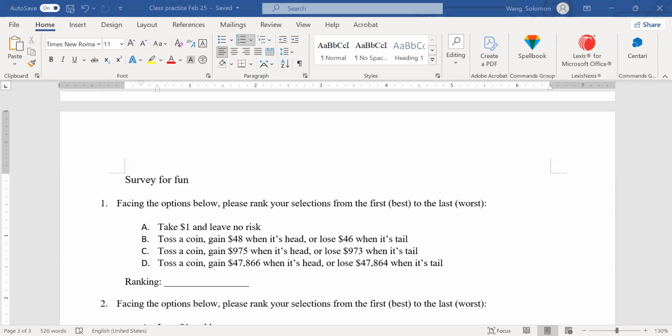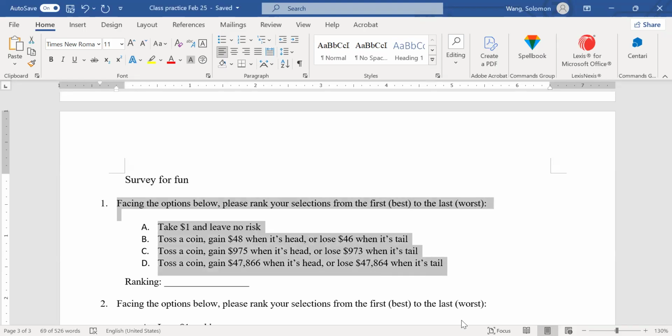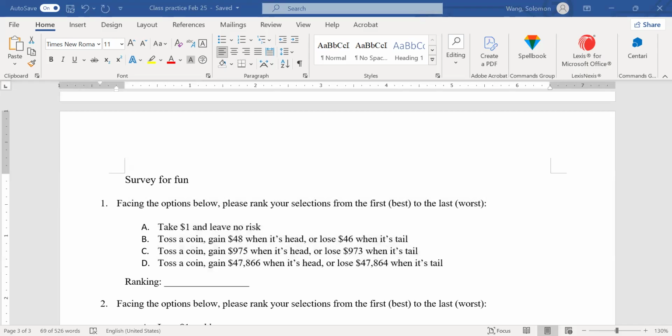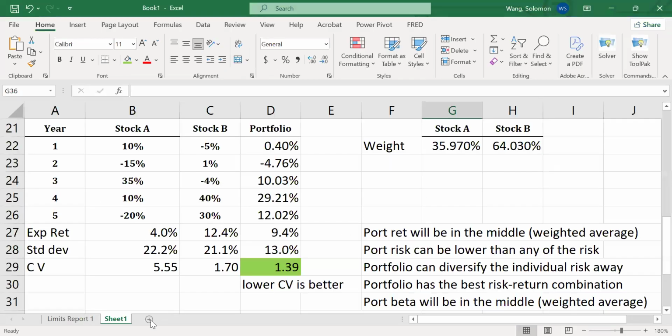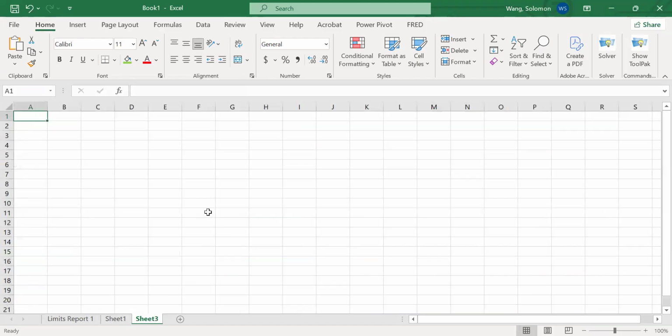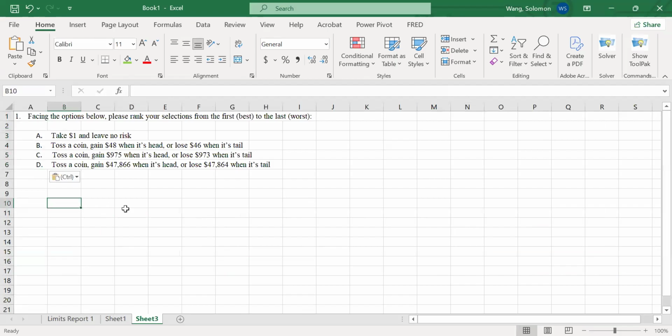Some people choose B. So if you are a financier and you know how to evaluate a project or simply a casino game like this, you can calculate the risk. So let me just copy this into Excel. This part is not required. All right.